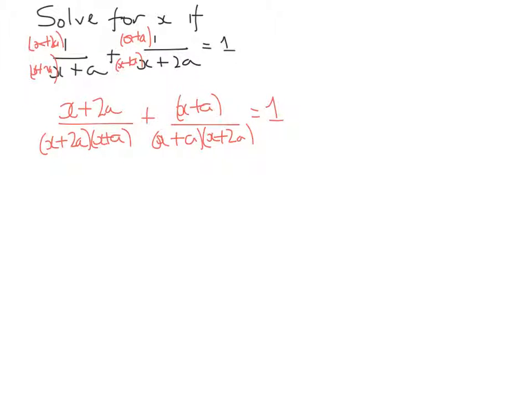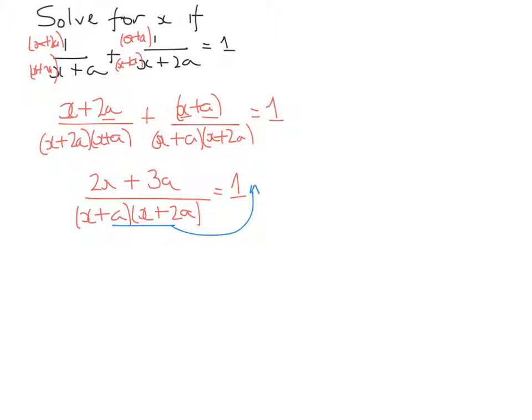Now, I can add these two together because I've got a common denominator, and when I do that I'll find that I have x and x, which is 2x, and 2a plus another a is 3a, and that'll all be over our common denominator, which will be x plus a and x plus 2a is equal to 1. So now instead of two fractions equaling 1, I've got one fraction equaling 1, which is a significant step forward.